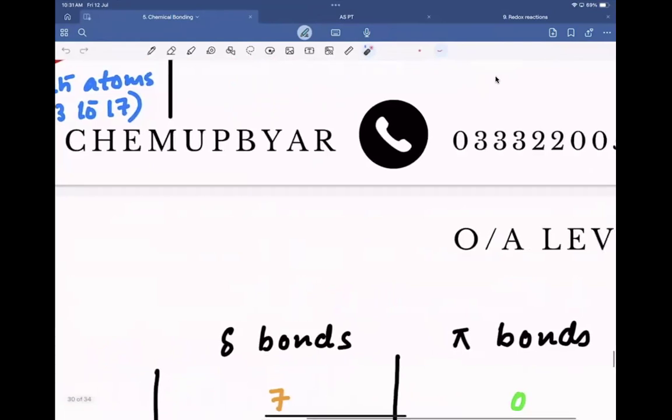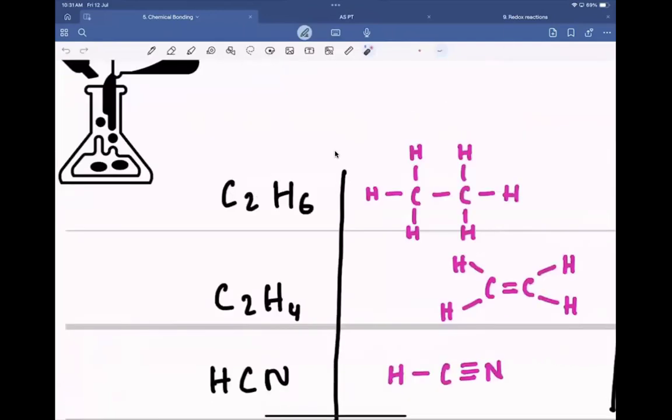Now for the second one, five sigma bonds, one pi bond. Okay. Good.